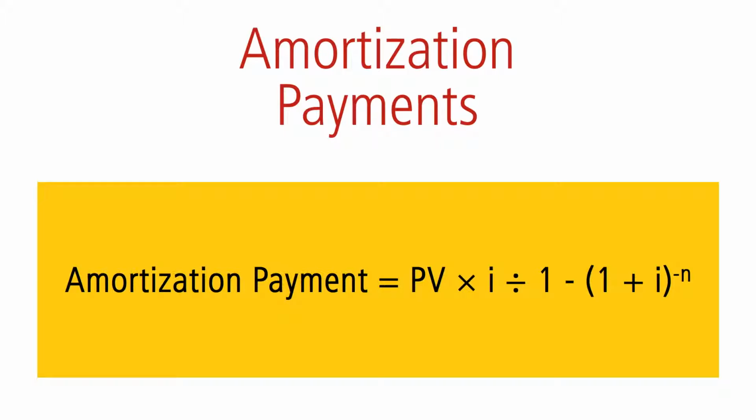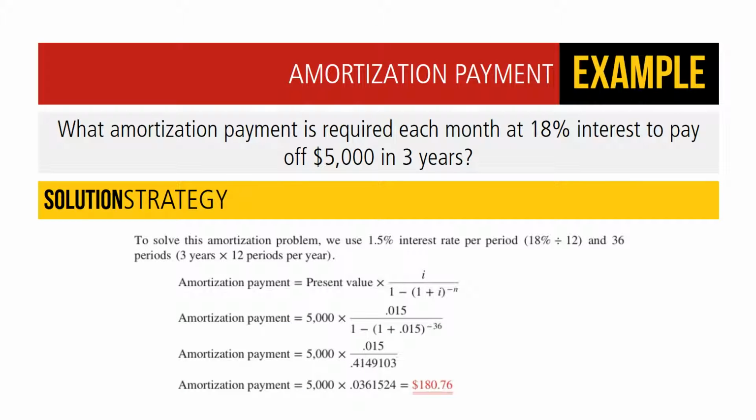In addition to using tables, we can also calculate amortization payments using this formula. PV times I divided by 1 minus 1 plus I to the negative nth degree, where PV is the amount of the loan or obligation, I is the interest, and N is the number of periods. What amortization payment is required each month at 18% interest to pay off $5,000 in 3 years?